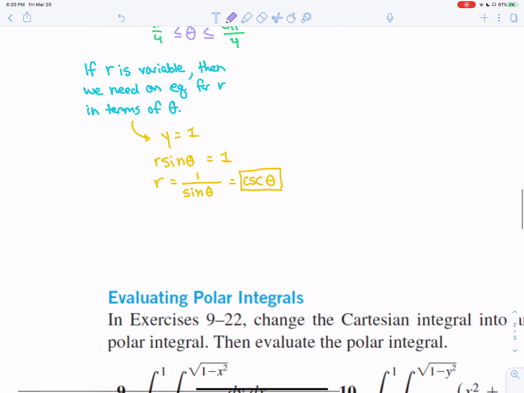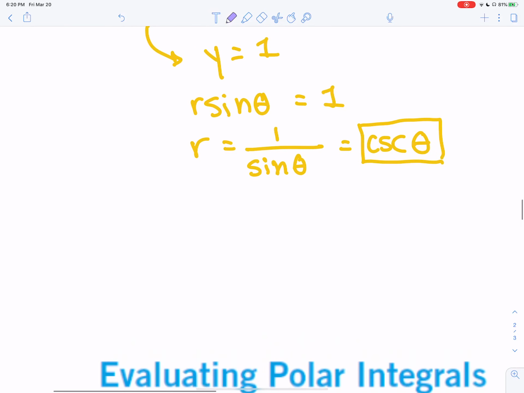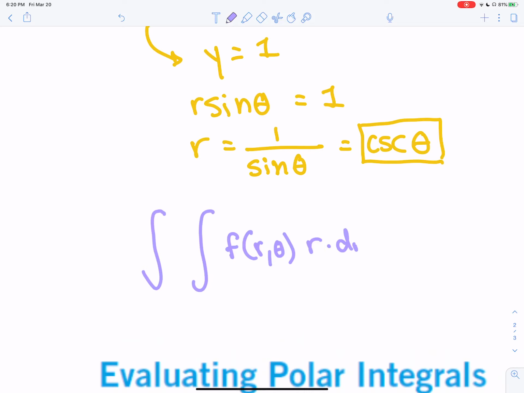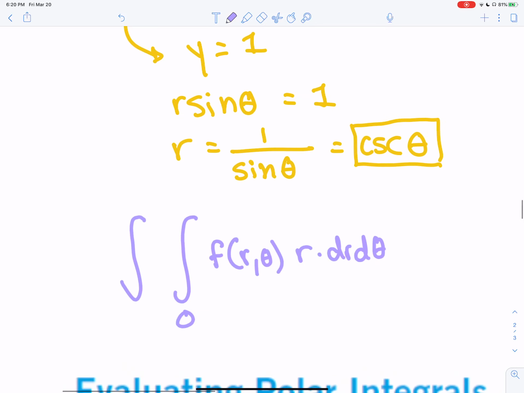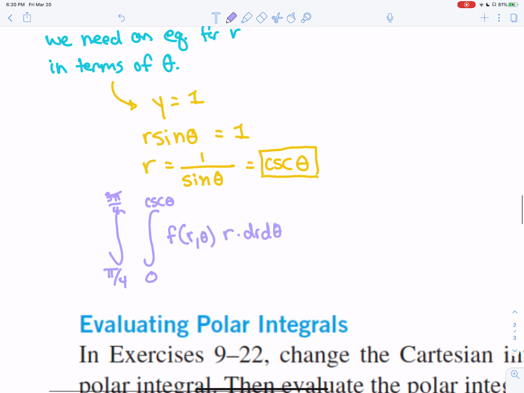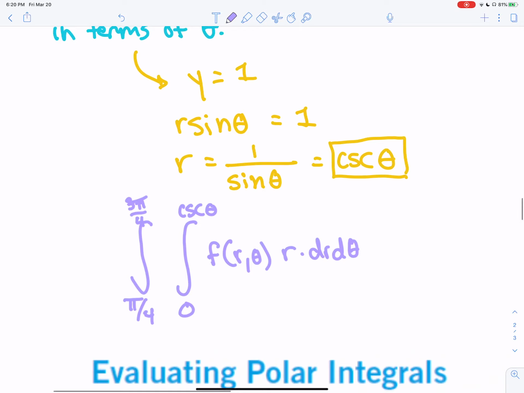And you can write that as an integral very easily. So we would do our double integral of some function, r dr d theta, where r goes from 0 to the equation cosecant of theta. And then theta goes from, what was it, pi fourths to 3 pi fourths. So that's how we would write that equation.